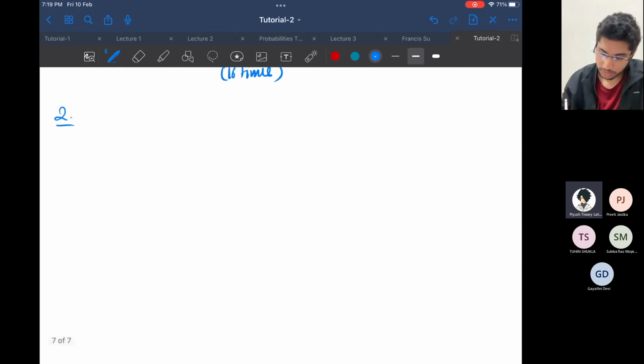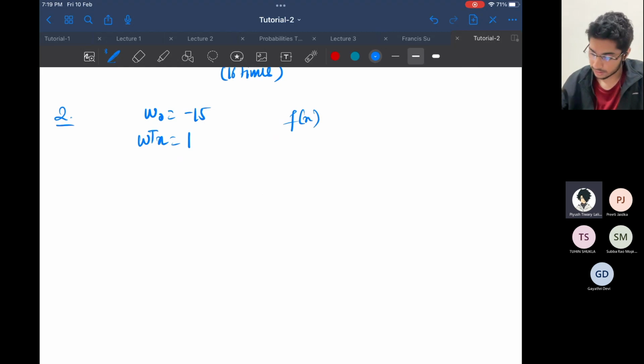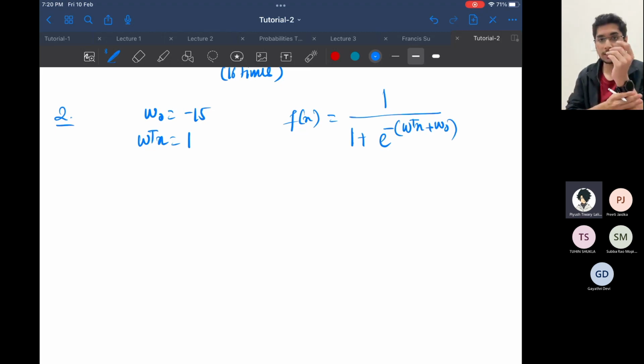Okay, so there are two labels. W naught is given to be minus 15, and we are given that for a particular input, W transpose X is 1. I hope you remember that the logistic function that we have learned is 1 over 1 plus e raised to minus (w transpose x plus w naught). Depending upon its value, if it is greater than 0.5, you predict 1 as output. If the value is less than 0.5, you predict 0 as output.